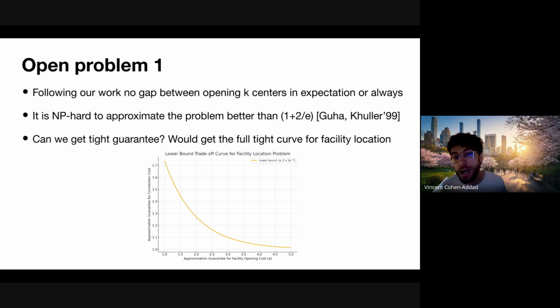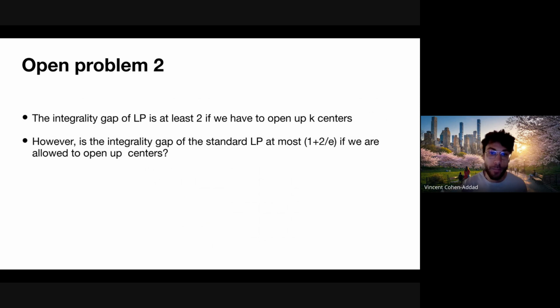And we know that it's hard to get better than 1 plus 2 over e, but can we get tight? That's the main challenge. And the integrality gap of the LP is at least 2 if we have to open exactly k centers. What is the approximation, the integrality gap of this standard LP, if you can open slightly more, like k centers in expectation?